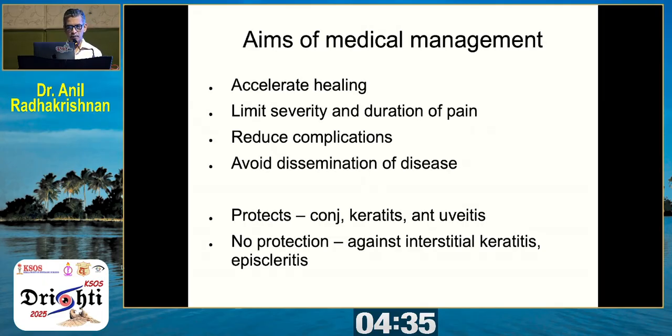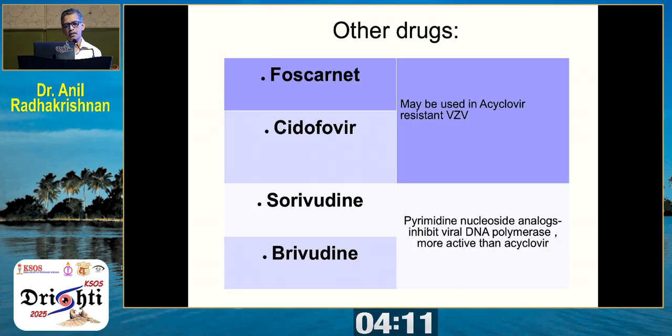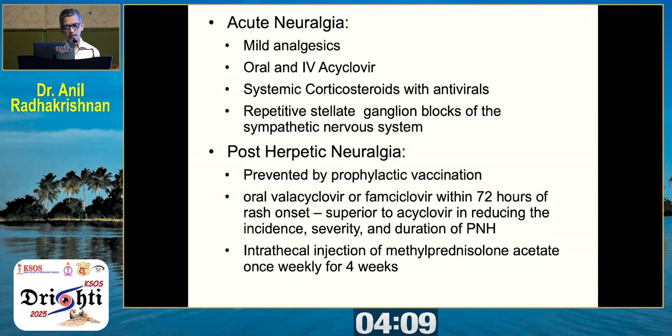So the aim of medical management is to accelerate healing, limit the severity and reduce the complications. The classical antiviral therapy is acyclovir 800 milligram 5 times a day or valacyclovir 1 gram 3 times a day. It is generally given for 10 to 14 days. I think you can make a call within 1 week. So after 1 week, when you call back the patient, if there are no corneal complications, maybe within 10 days you can stop it. Other drugs are also there. Ibs-aceclovir, sometimes we use it.